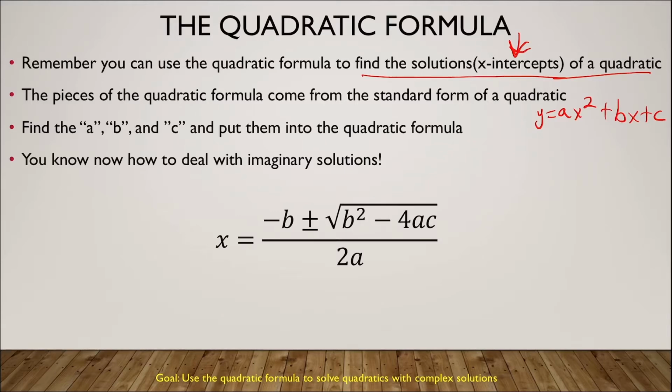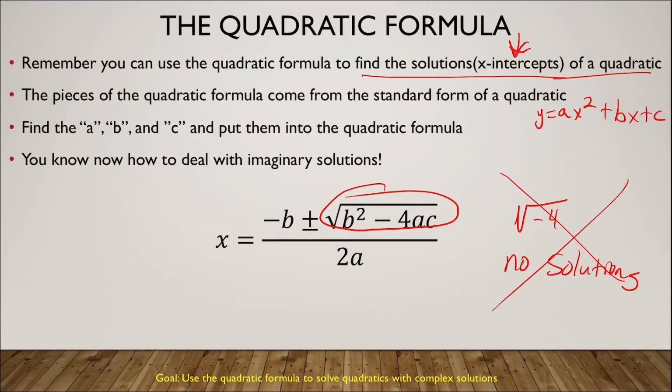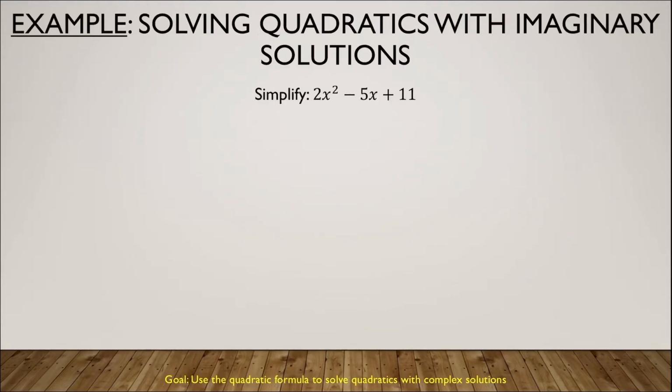So you now know how to deal with imaginary solutions, which means you now know how to deal with negative square roots. Before, in unit 3, if I had a square root with a negative number in here, like a negative 4, we would say no solutions. We know how to find that now. Okay, so let's look at this. So we want to solve the quadratic with an imaginary solution.